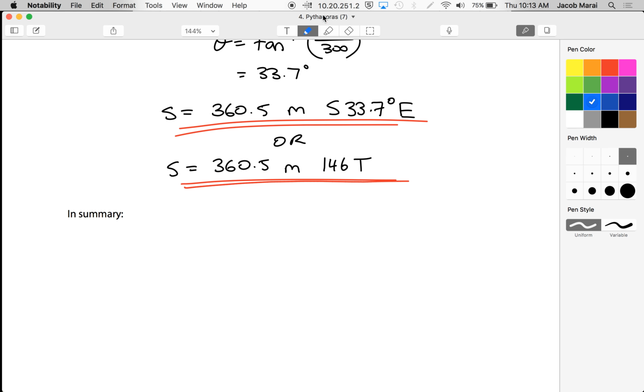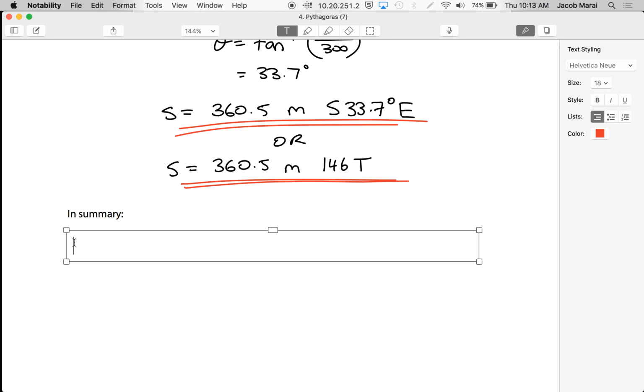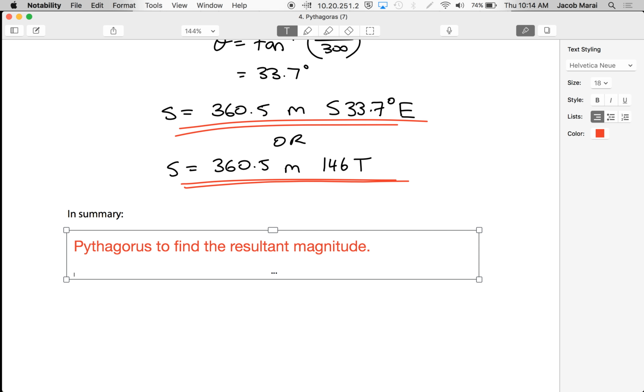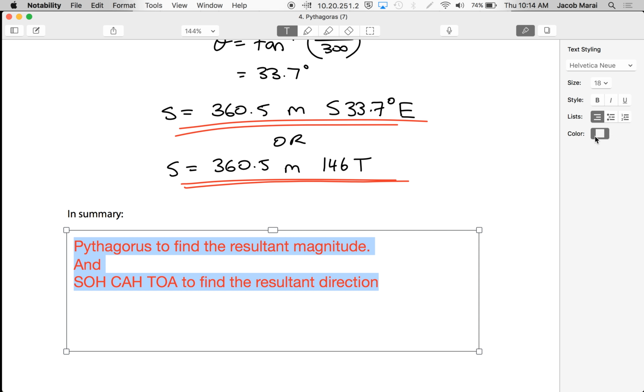In summary, it's a very simple lesson. We use Pythagoras to find the resultant magnitude and SOHCAHTOA to find the resultant direction. Okay.